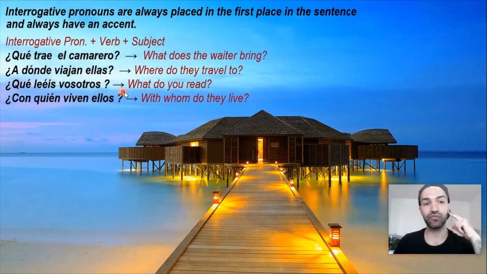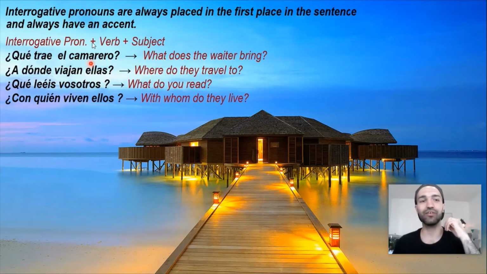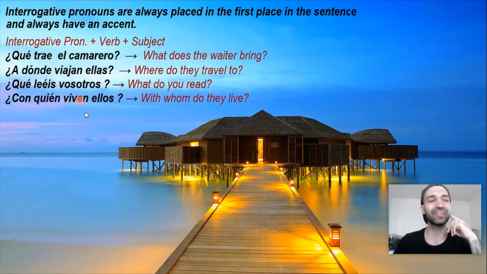¿Qué leéis vosotros? What do you read? ¿Qué is the interrogative pronoun. Leéis is el verbo leer, to read, the verb, and vosotros is the subject.